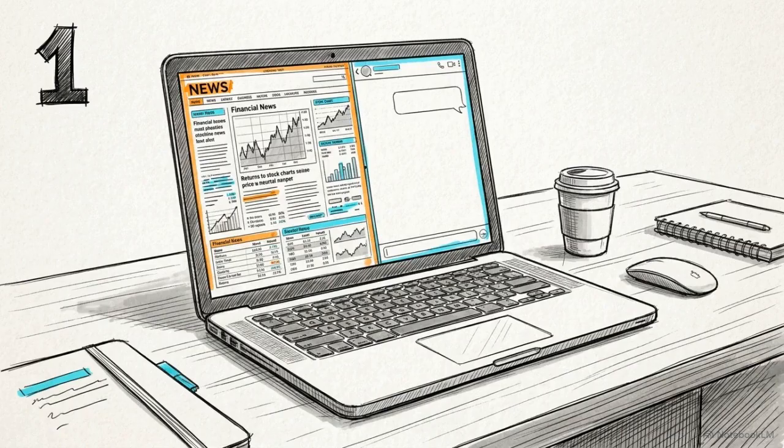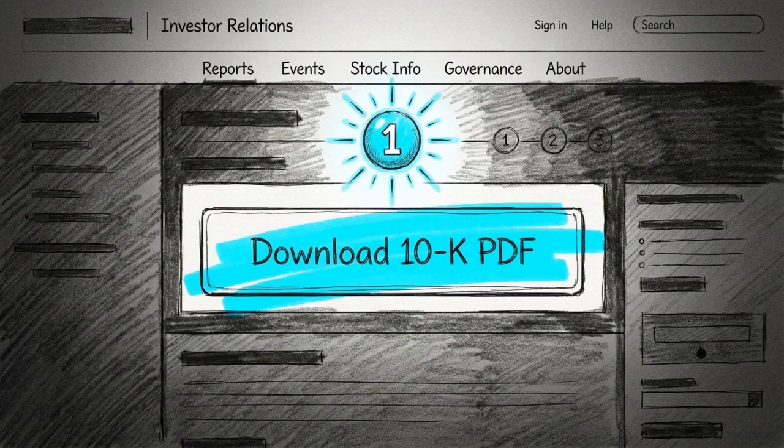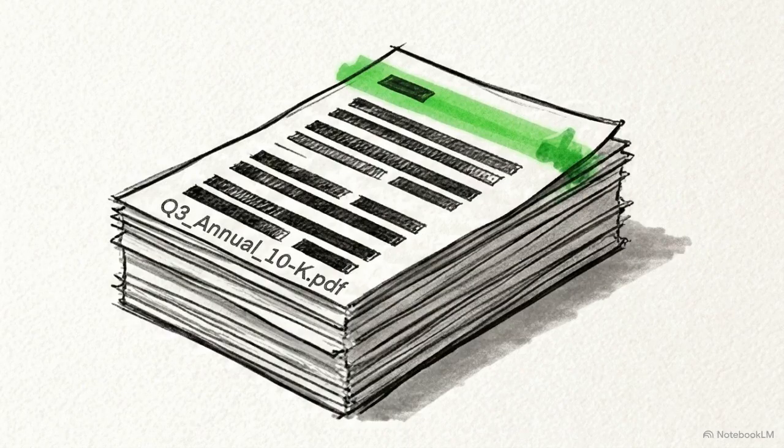Step 1. Identify a publicly traded target prospect and open up your preferred AI workspace. Next, navigate to that target company's corporate website and locate the Investor Relations section. On this page, look for the most recent annual report. Find the button for the 10K PDF document and download it. At this point, you should have a dense 50-plus page PDF saved directly to your desktop.